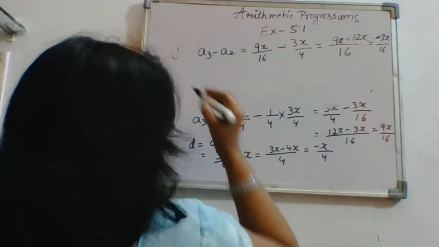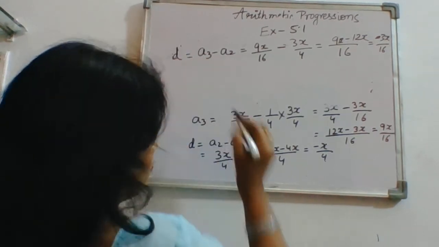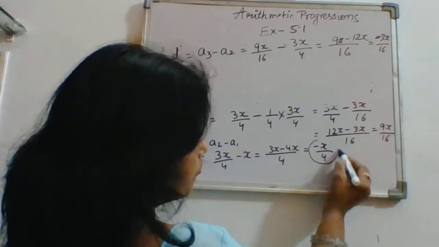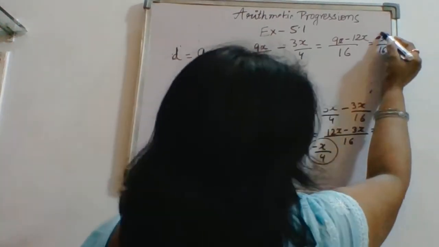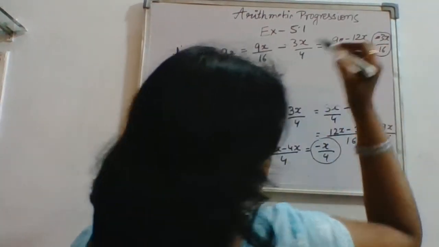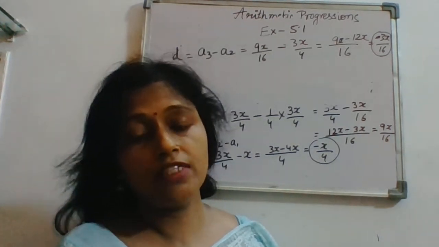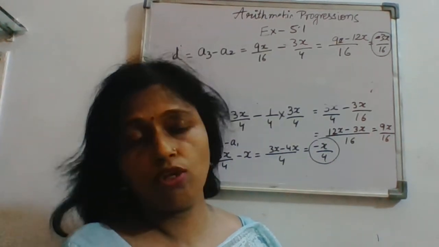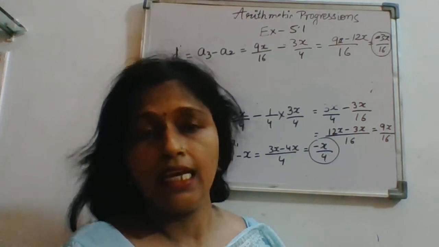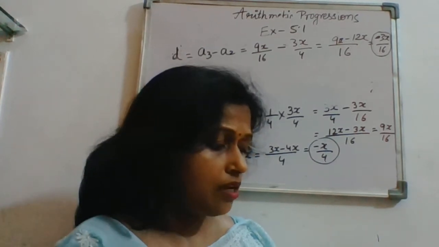See that the common difference is not the same. Here we are getting common difference minus x by 4 and here we are getting minus 3x by 16. So you will write the statement: since the common difference is not the same, the list of numbers is not in AP. Now see the third part.